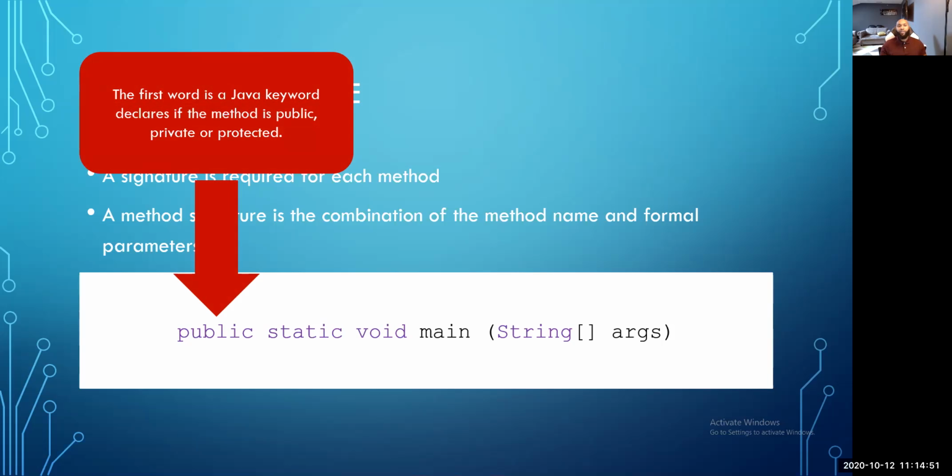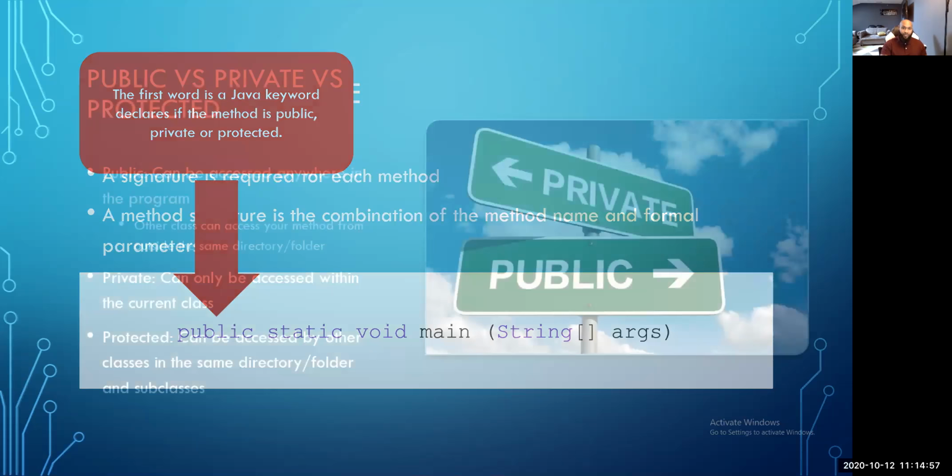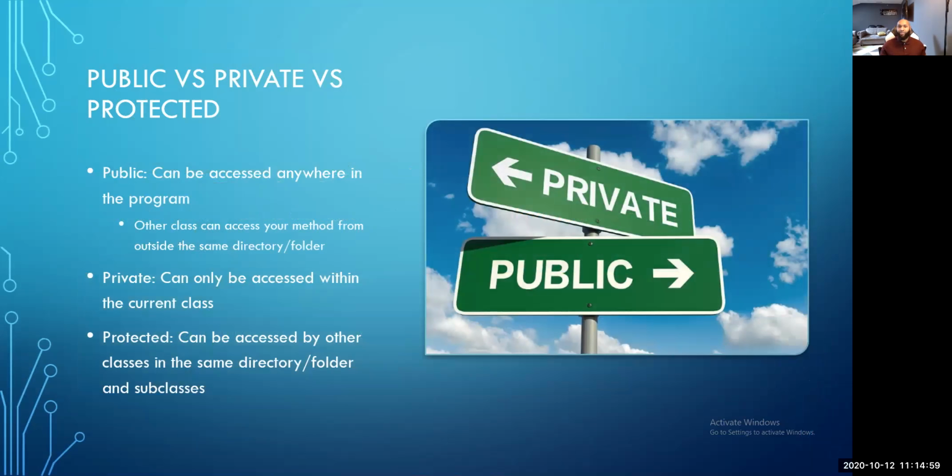So that first word is a Java keyword and declares that the method is public, private, or protected. Okay? So let's talk about public, private, and protected. A public method means that you can access this method anywhere in your program.